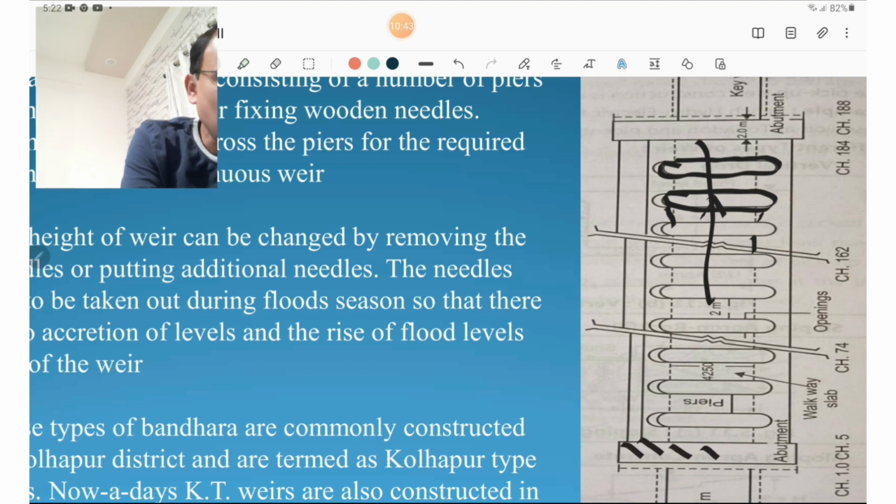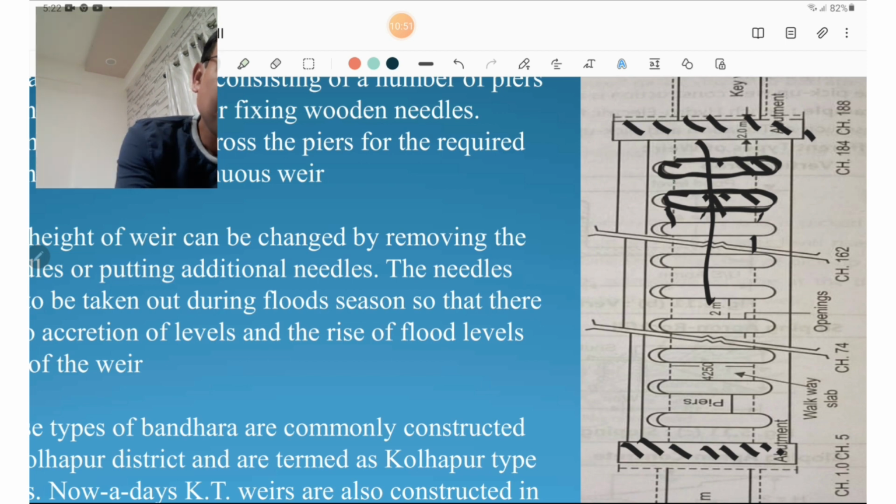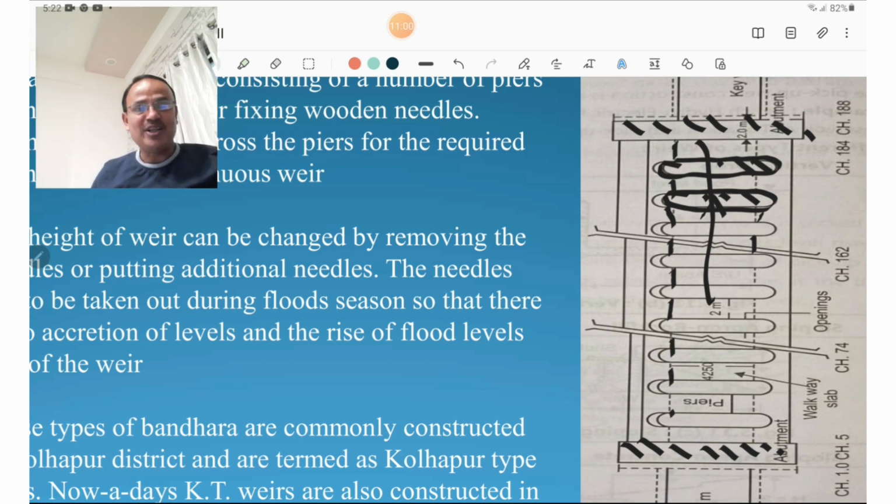There is a construction of an abutment here, and another abutment here. There is construction of piers also. And for regulating water supply, needles are provided. Those needles regulate the water. If we have to allow the water to pass over, we have to remove the needle, and if we want to store the water, we have to place the needle or steel plates to regulate the supply of water.